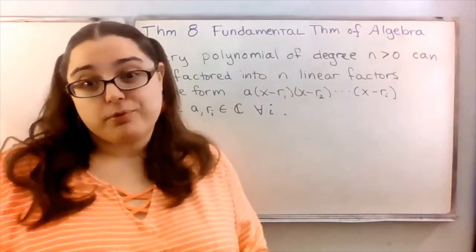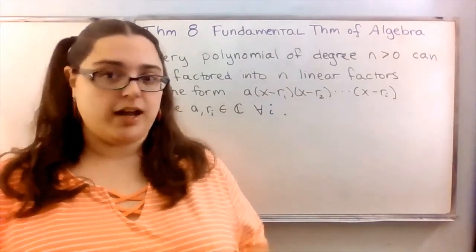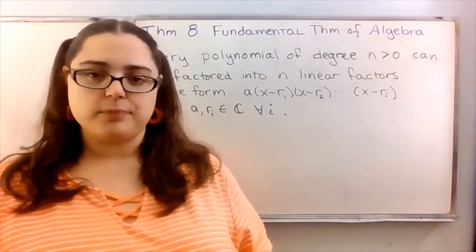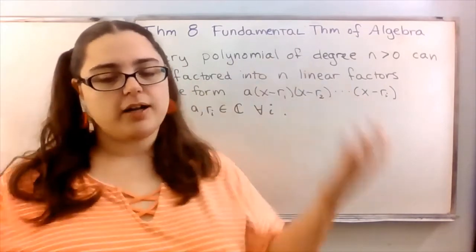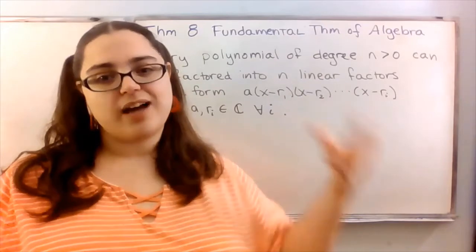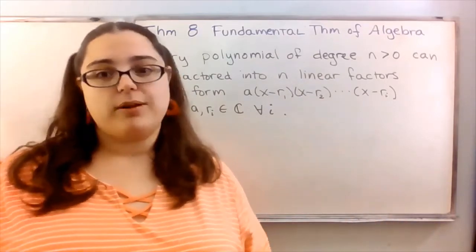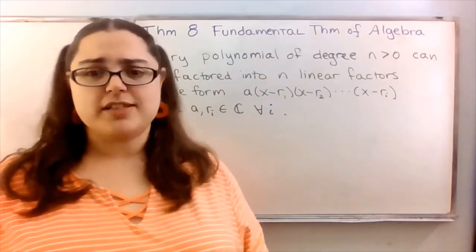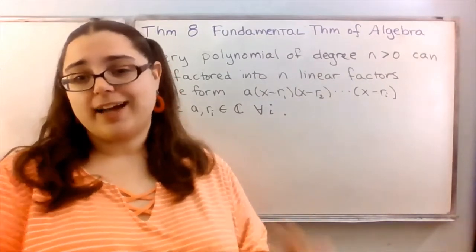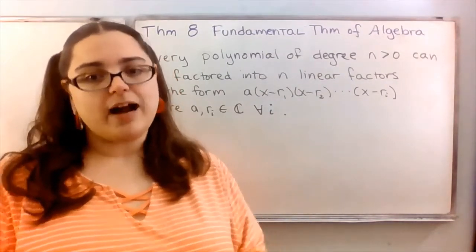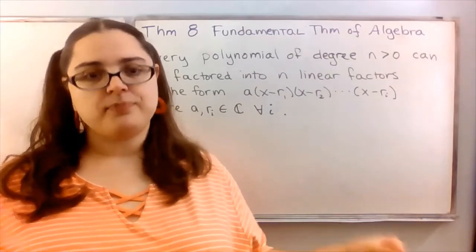So you can have prime quadratics, right? You can have parabolas that don't have any x-intercepts. But if we expand our concept of what a number is outside just the real numbers, if we now involve complex numbers, so things like 3 minus i or 7i plus 15, if we account for those complex numbers, now you can factor everything completely.